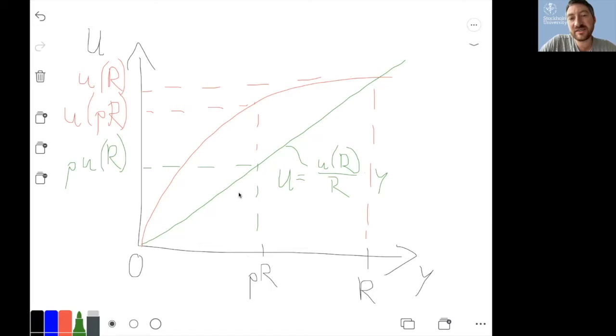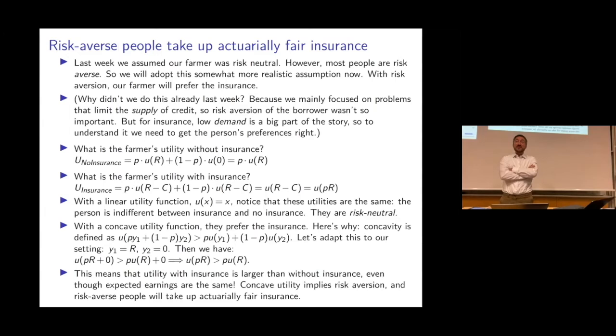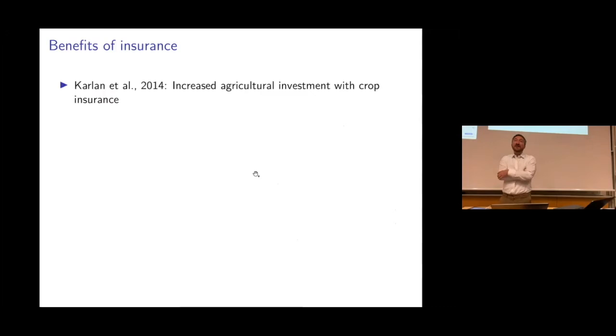All right. So that means that a risk-averse person should want to buy insurance. So that's the second fact. The first fact is the poor face a lot of risk. The second fact is if you're risk-averse, which many people are, you should want to buy actuarially fair insurance when it's available. The third fact is that insurance actually does have benefits for people. And I want to just mention briefly two examples, and briefly because we'll talk about the first one of them in greater detail in the second half.